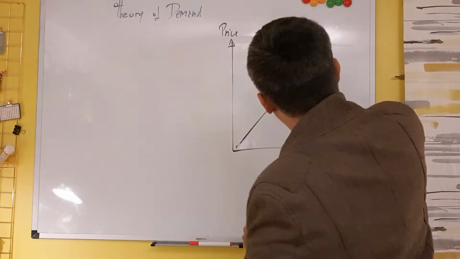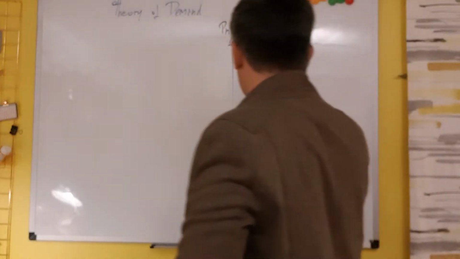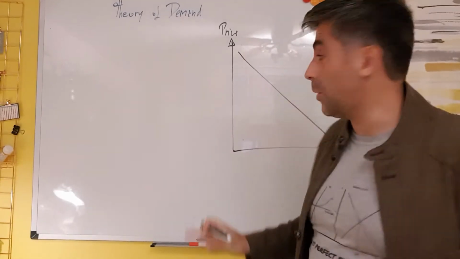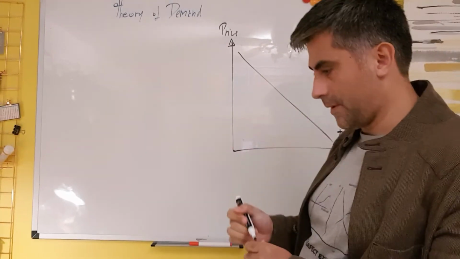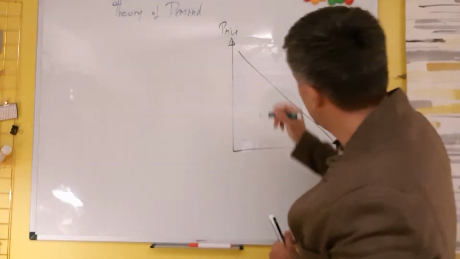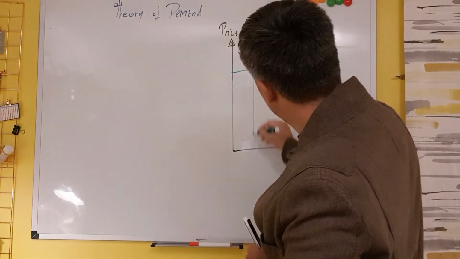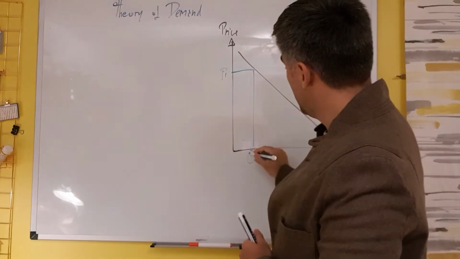Okay. So it's going that way. And that is a negative relationship. So as the price goes up, the quantity demanded goes down. We can have a finer point there. There we go. High price, go P1, Q1.